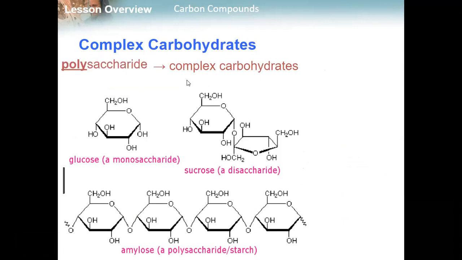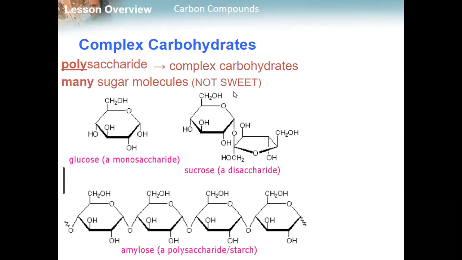And then also we have polysaccharides. We've seen the prefix poly before. Poly means many, and saccharide means sugar. So these are many sugar molecules put together. And because there's so many of them, they're not simple carbohydrates. We call them complex carbohydrates. And yes, even though there's many sugar molecules put together, they're not sweet.